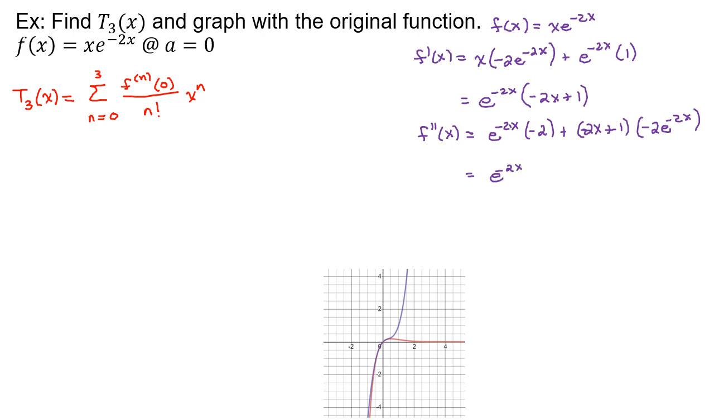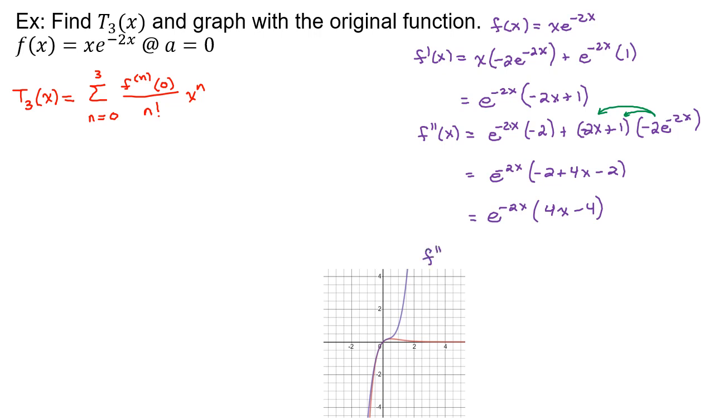And so what I'll end up with is a negative 2, a minus 2x. Oh, sorry, not minus 2x. Positive 4x, because this negative 2 is going to get distributed in here. And then a minus 2. Or e to the negative 2x times 4x minus 4. So you could factor out a 4 if you wanted to, and make it 4 times e to the negative 2x times x minus 1. That's kind of up to you. I'm going to leave it like that.